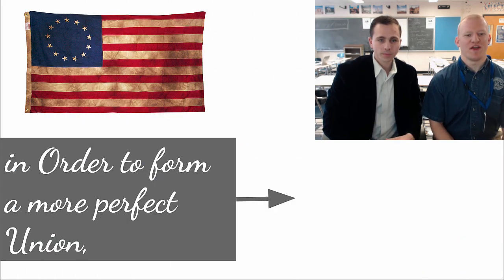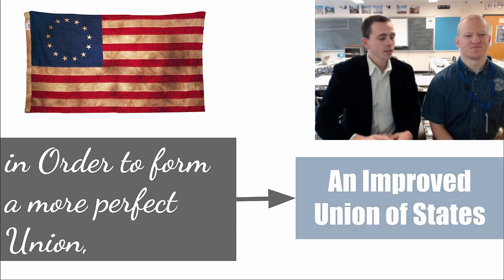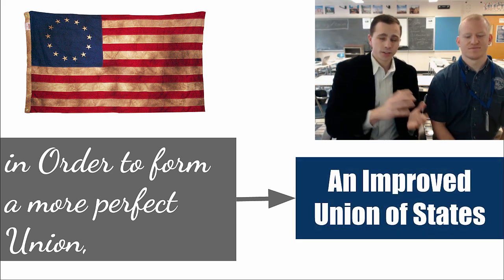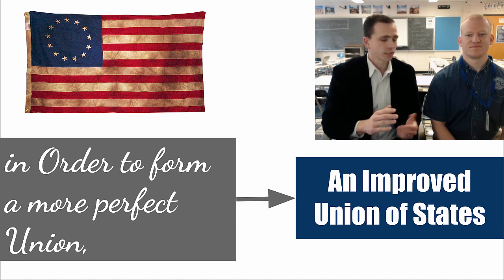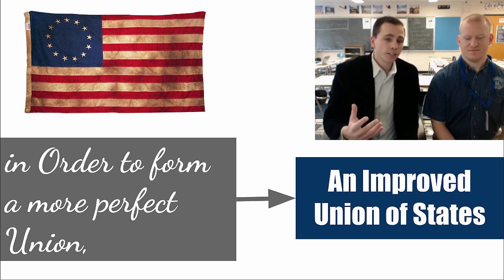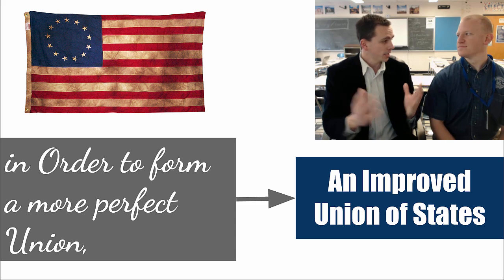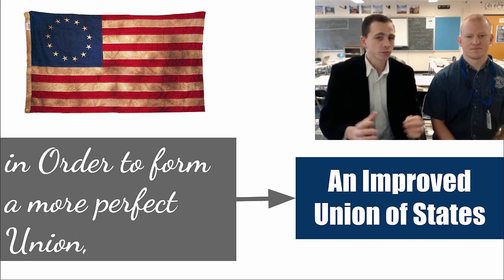In order to form a more perfect union. Okay, what that means is an improvement upon the confederation that we used to have under the Articles of Confederation. This was going to be a union of states that would have a lot more power together instead of just all working individually on their own.